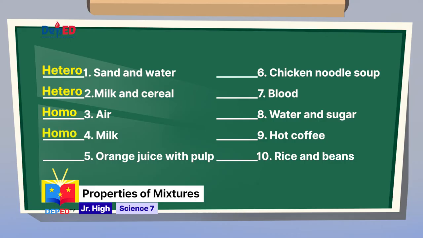Five, orange juice with pulp. The answer is hetero. Six, chicken noodle soup. The answer is hetero. Seven, blood. Blood is homogeneous, so the answer is homo. Eight, water and sugar. The answer is homo. Number nine, hot coffee. The correct answer is homo. And number 10, rice and beans. It is a heterogeneous mixture. The correct answer is hetero.